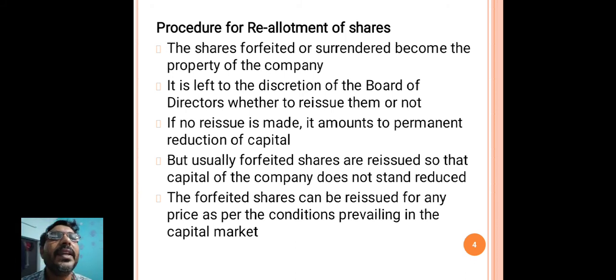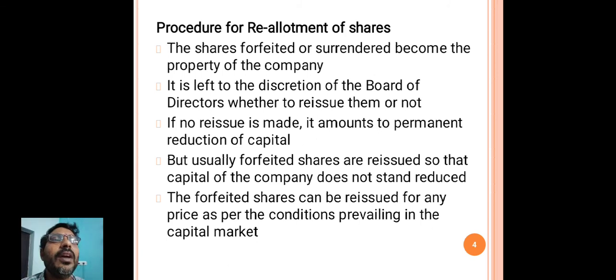So here, for reallotment, the people who have not paid the remaining amount due from them within the stipulated period of 14 days, those shares are transferred to the forfeiture of shares account, and the amount already paid will become the company's property.